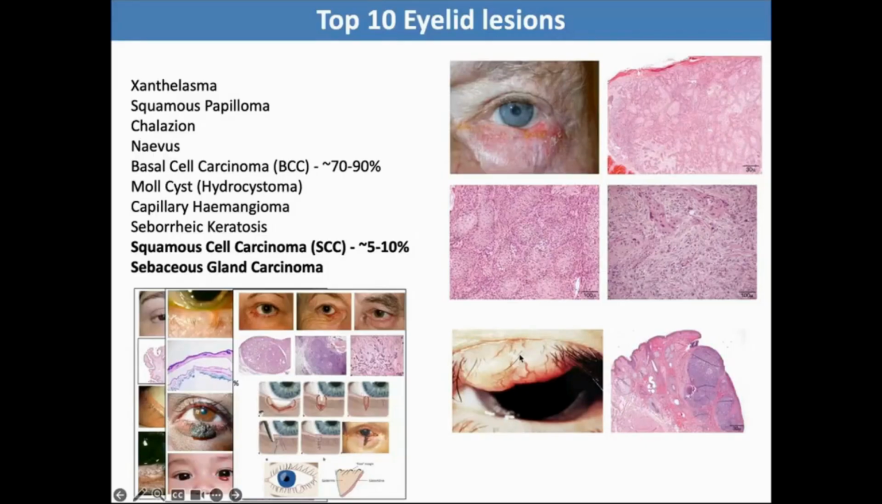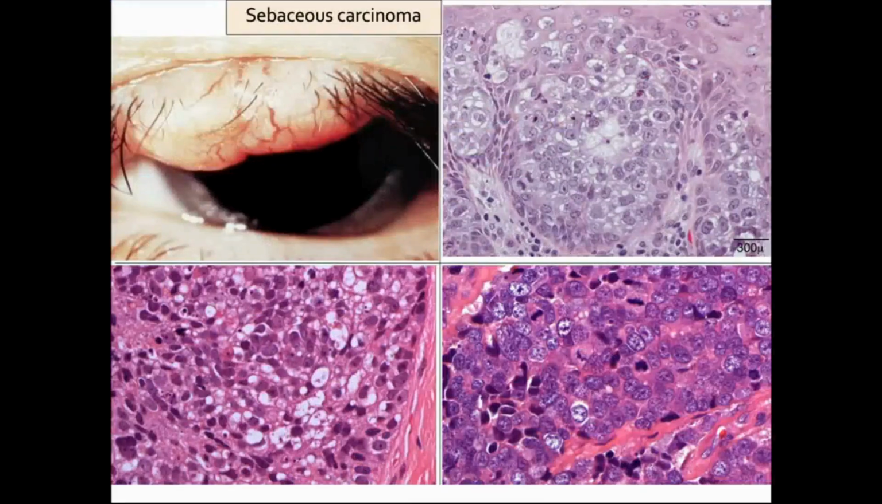What is really important to differentiate squamous cell carcinoma from is a sebaceous gland carcinoma, which arises from the sebaceous gland units of the tarsal plate. And what is important to recognize is this foamy cytoplasm, which is present in these lesions. So you can have sebaceous carcinoma in situ, but then you can have the invasion into the adjacent stroma.